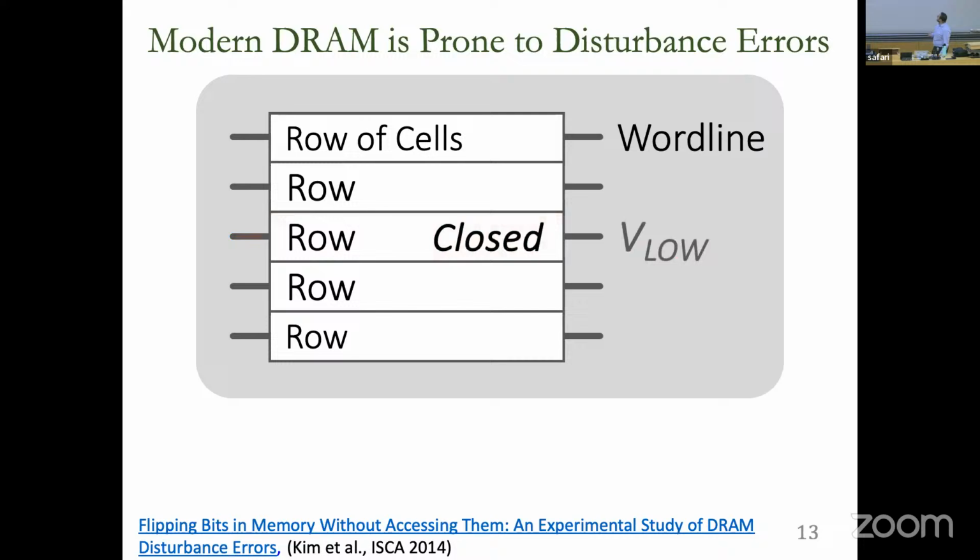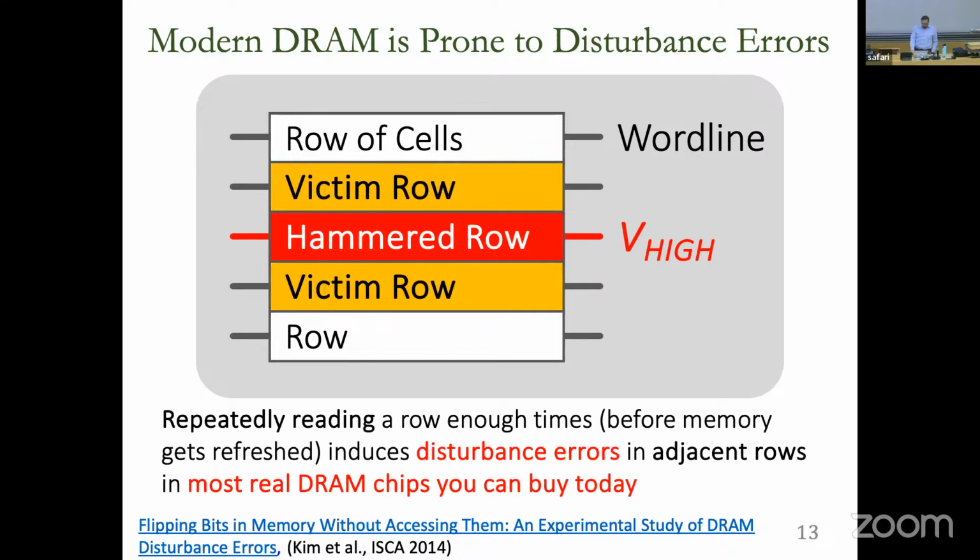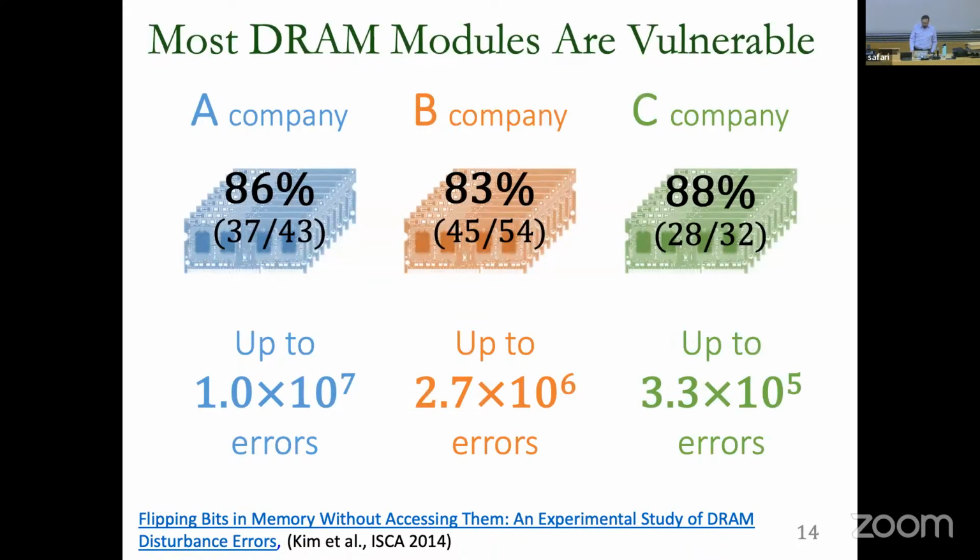And if we do this operation many times, then we start seeing bit flips in the neighboring rows. These neighboring rows can store your data or somebody else's data. And it's not good because you're not accessing them, but you're inducing bit flips there. So this is really a reliability concern. Here we call the row that we keep activating and precharging, or opening and closing, the hammered row, and the rows affected are victim rows. So repeatedly performing this operation can induce bit flips.